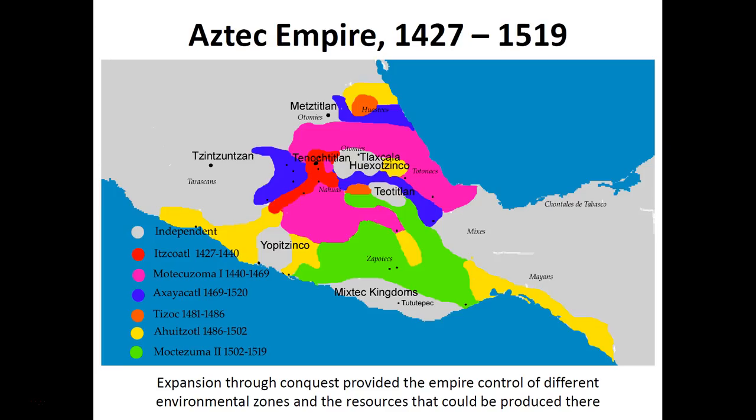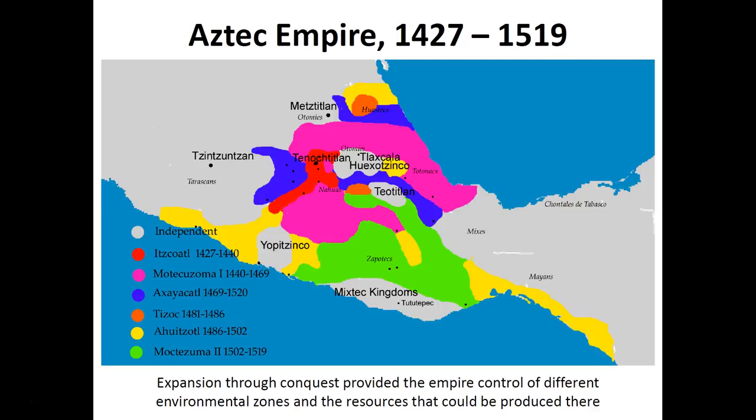The empire expanded through conquest, and this conquest provided the empire control of different environmental zones and the resources that could be produced there. The Valley of Mexico is at a very high elevation. Most of it is above 7,000 feet, and the upper limit of corn agriculture is 8,200 feet. The upper limit of cotton agriculture is 5,600 feet, so no cotton could be grown in the Valley of Mexico. Neither could agave, nor were there any rubber trees or cacao trees, so many of these resources had to be obtained from other areas that could produce them.